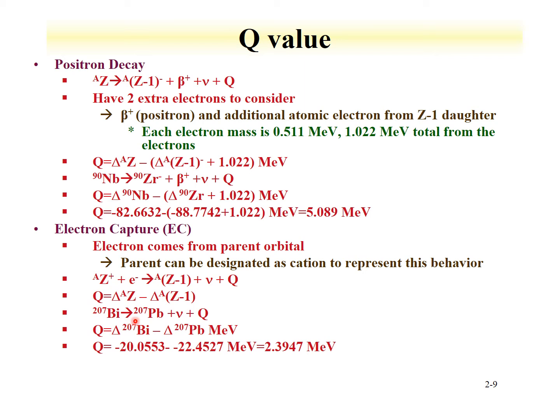So let's look at the electron capture of bismuth-207 to lead-207. Again, that's moving down the periodic table. We can ignore the neutrino. The Q value is listed here, so we just need to get the mass excess for these isotopes. We obtain the mass excess for these isotopes, we run the equation, and we get that the Q value for electron capture of bismuth-207 is 2.3947 MeV.